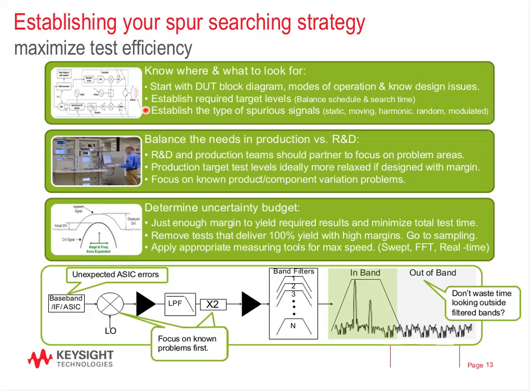Also, you need to establish the type of spurs. Are you expecting just CW spurs? Are they moving? Are they harmonically related, or are they just random spurs from poor filtering or other issues in the device? Is it modulated? Depending on the type of spur, you might choose a different tool or method to look for it, track it down, or reduce it.